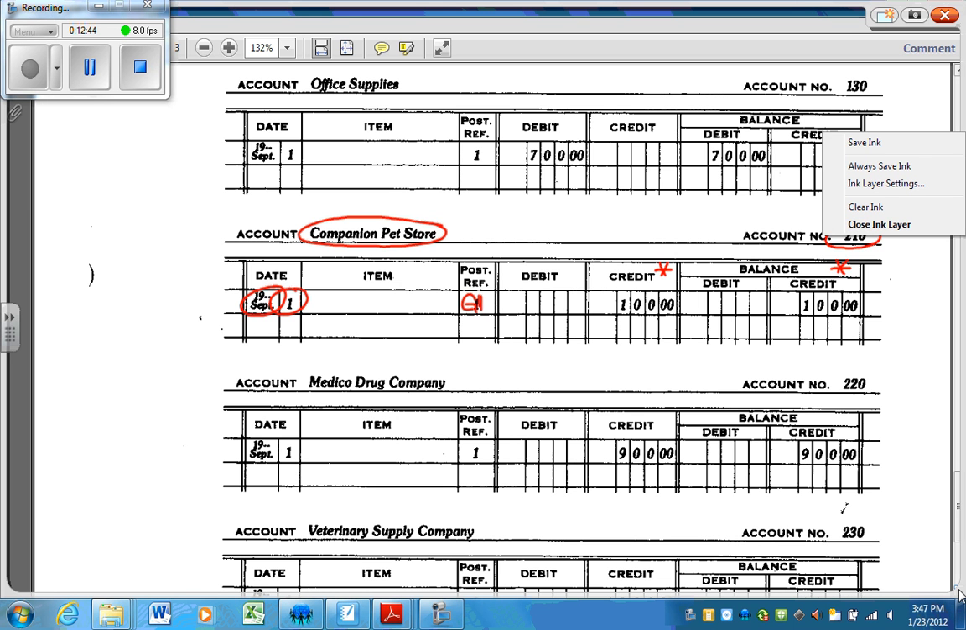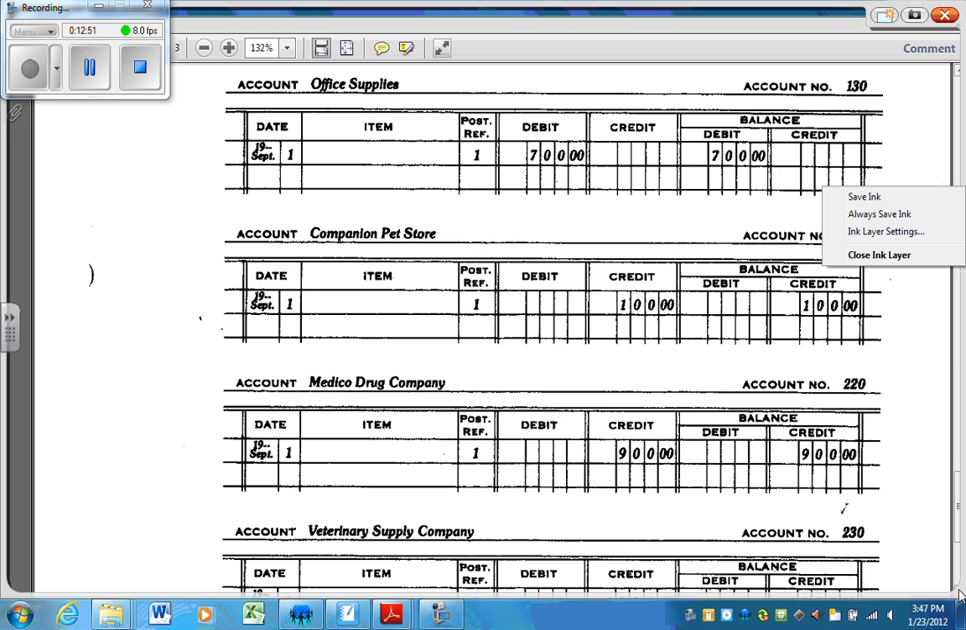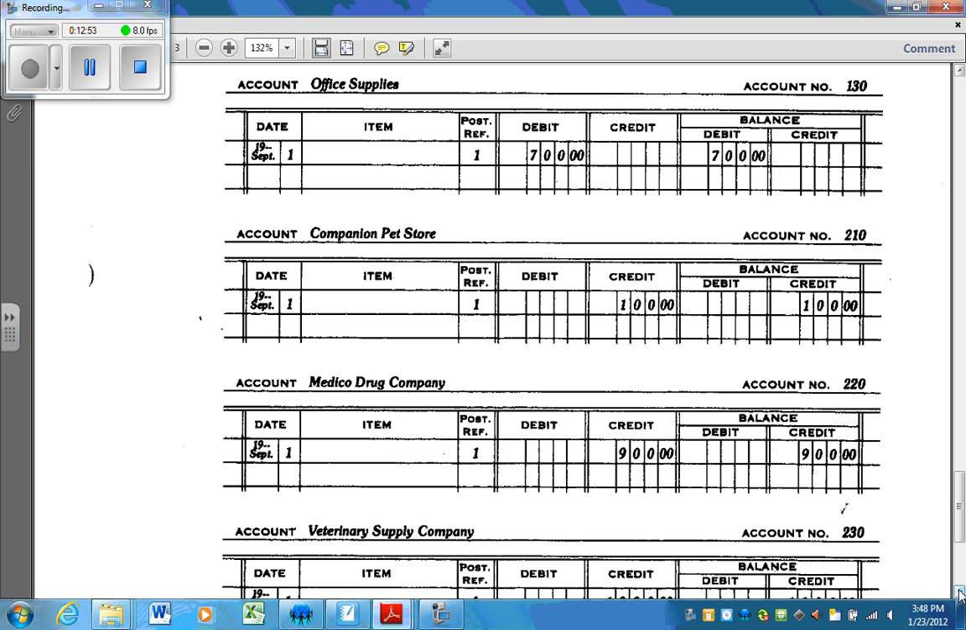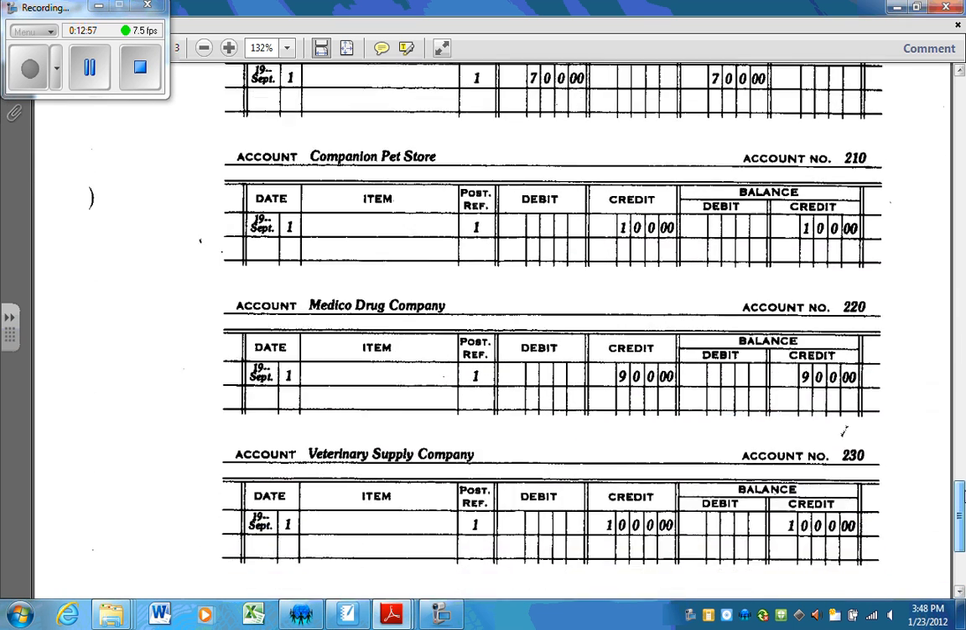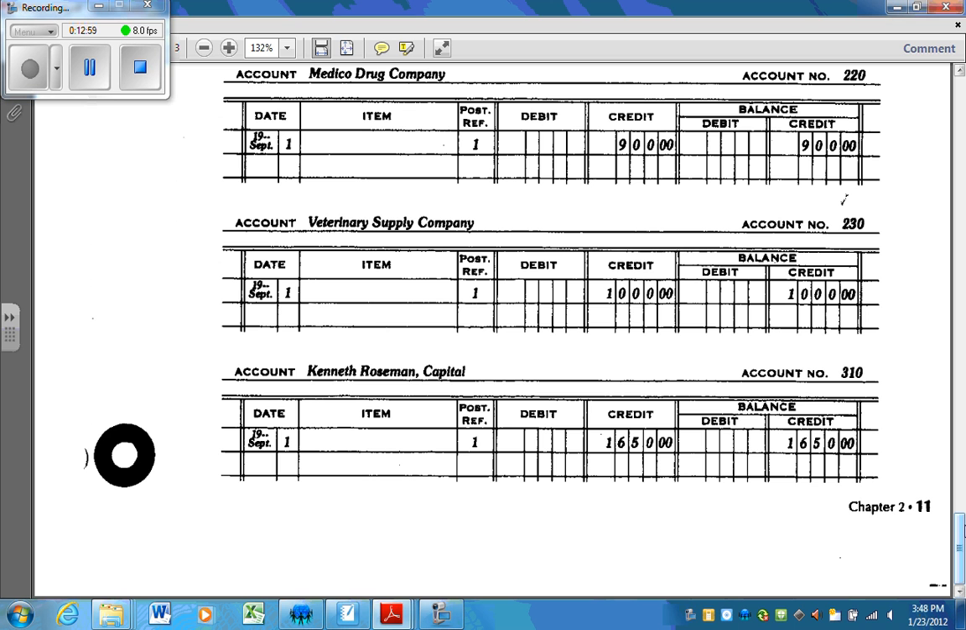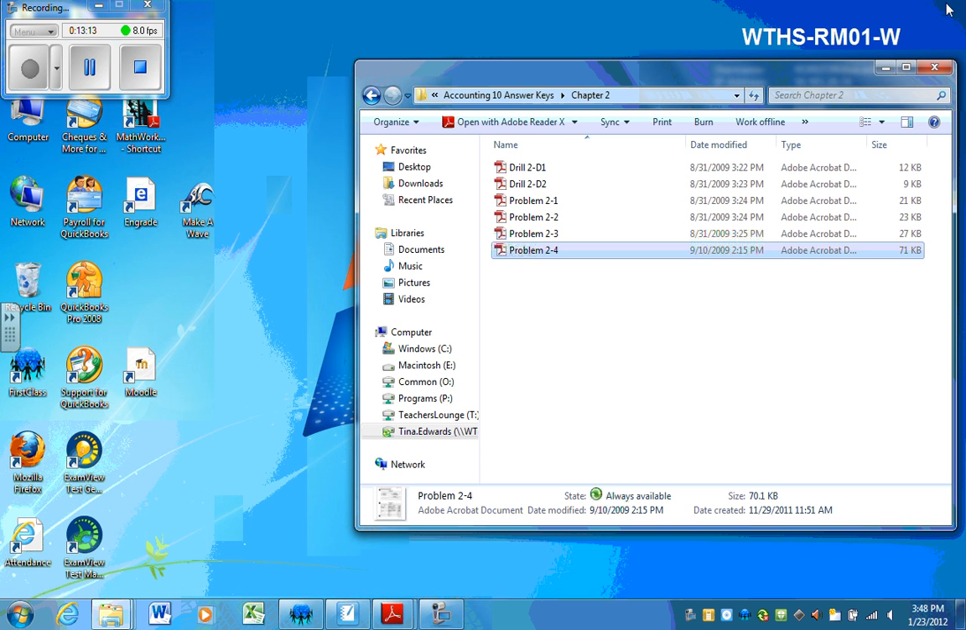Okay, and if you continue, you have Medico Drug Company, which is also a credit. Right to the top here. And then you have Veterinary Supply Company, which is also a liability with a credit balance, and you have Kenneth Roseman Capital. We know capital has a credit balance as well. Okay, so I hope that gives you a little bit of an example of what you're going to see.